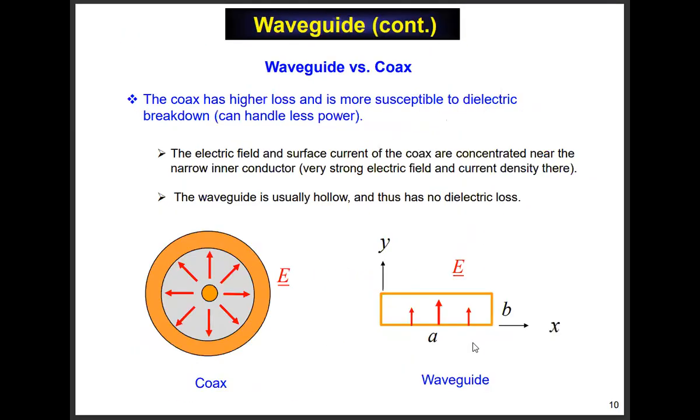Okay. Well, I should have gone to this figure first. So this slide is just illustrating what I just said a second ago. So again, here's the field inside the waveguide. Here's the field in the coax. Again, very, very concentrated near the inner wire. Okay. So that's what's going to limit the amount of power it can handle. That's what's going to give you more loss.